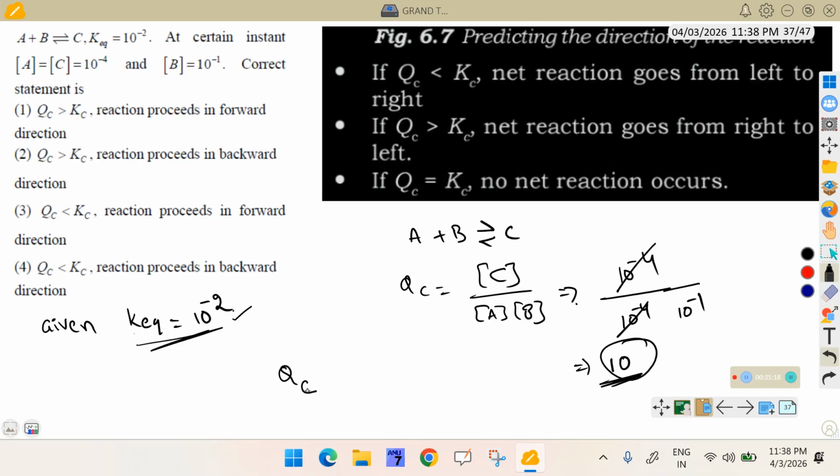Qc is greater than Kc. Then the reaction proceeds from right to left. The reaction goes from right hand side to left hand side. That means backward direction. Correct option is second option.